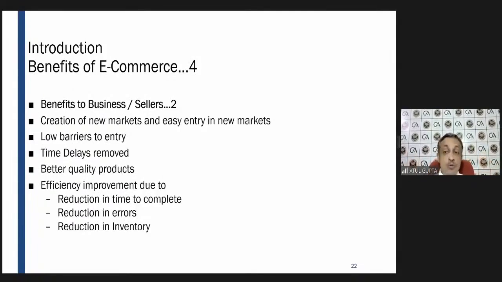And time delays removed, yes. Better quality products because you are focusing on specifics, efficiency improvement due to reduction in time to complete a transaction, reduction in errors, reduction in inventory. Now your inventory is held in JIT, just in time mode.